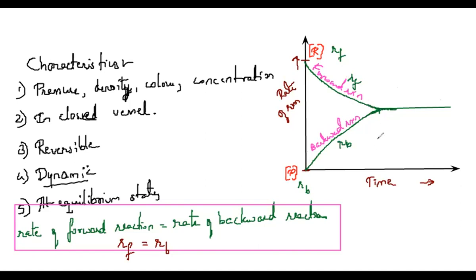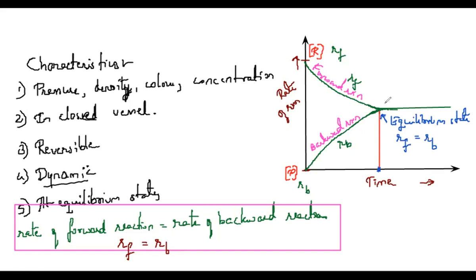And that point is called what? That point we call equilibrium. It is called the equilibrium state. So what is the equilibrium state here? The time at which the system reaches equilibrium. This is the time at which the system has reached equilibrium, where the rate of forward reaction is equal to the rate of backward reaction.